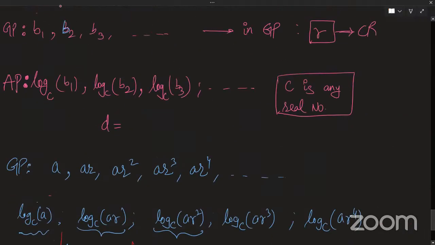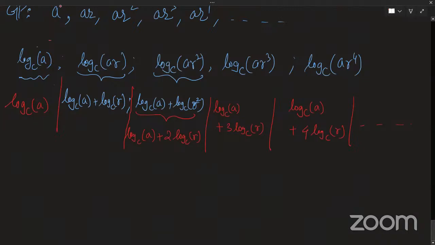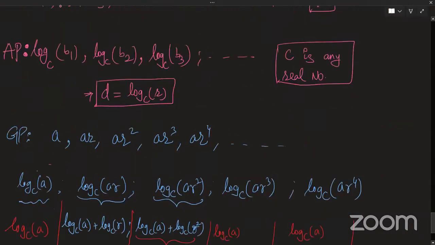Now just see which term is getting added again and again. So see, it is log CA, then we have log CA plus log CR, then log CA plus 2 times log CR, then log CA plus 3 times log CR, then log CA plus 4 times log CR. So basically log base C of R is coming again and again, right? So my common difference will be log base C of R, right?